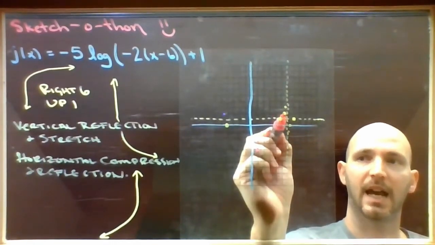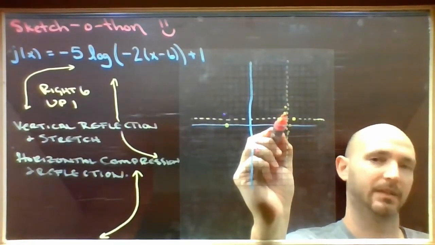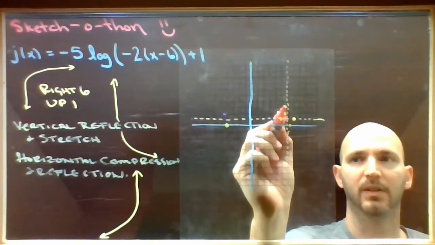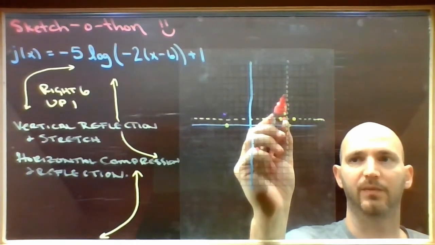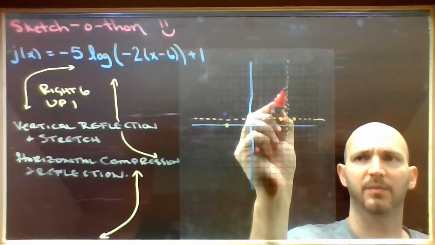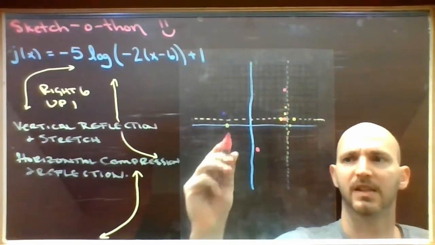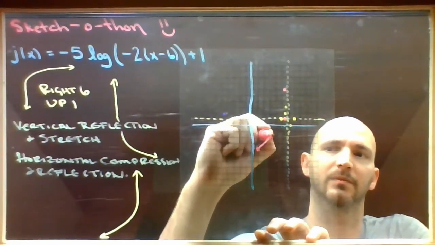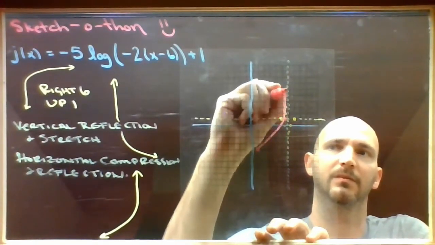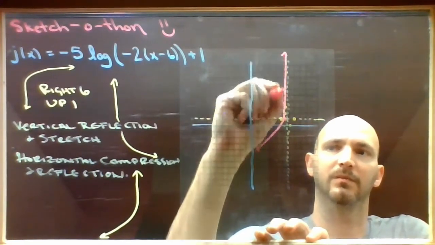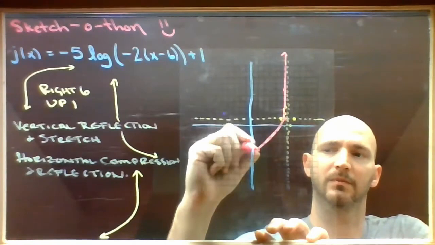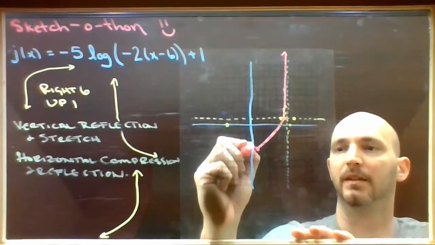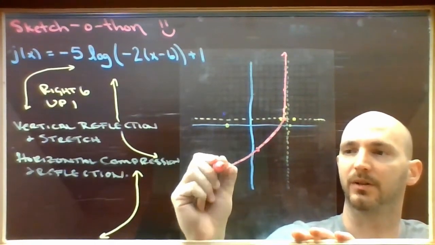This dot, half as far from the y-axis, would be immeasurably close. But then 5 times as far would put it 1, 2, 3, 4, 5. We'd be putting it there. So I end up with a logarithm that looks something like this. And it will take off like so.